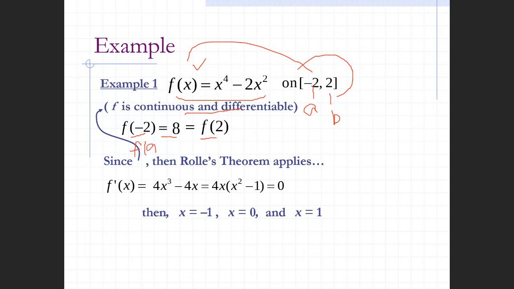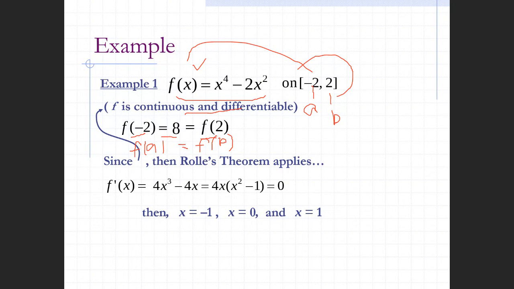So this condition is also satisfied here, because Rolle's theorem has three conditions: the function must be continuous, differentiable, and the values of the function at the endpoints must be equal. You can see here f of a and f of b are both equal to 8. So Rolle's theorem can be applied here.